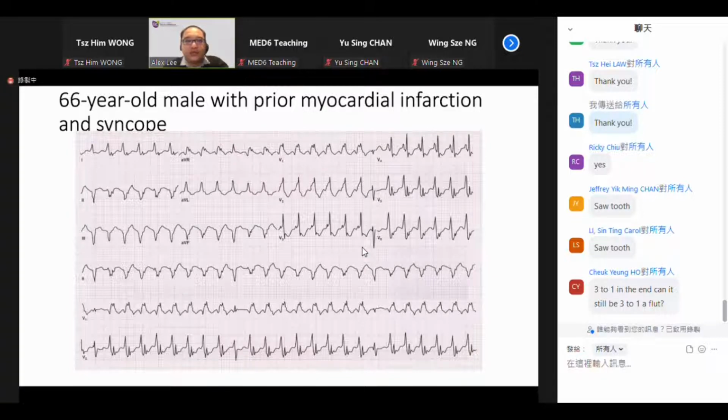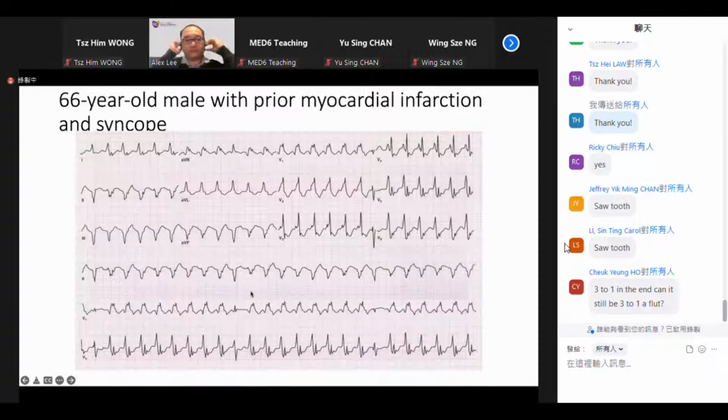So who wants to take this ECG? A 66-year-old male with prior myocardial infarction and syncope. Anyone? Stephanie, are you here? Stephanie Zhang? Hello, Stephanie. Would you please take this ECG? Describe it. This is a 66-year-old male with prior myocardial infarction and syncope.